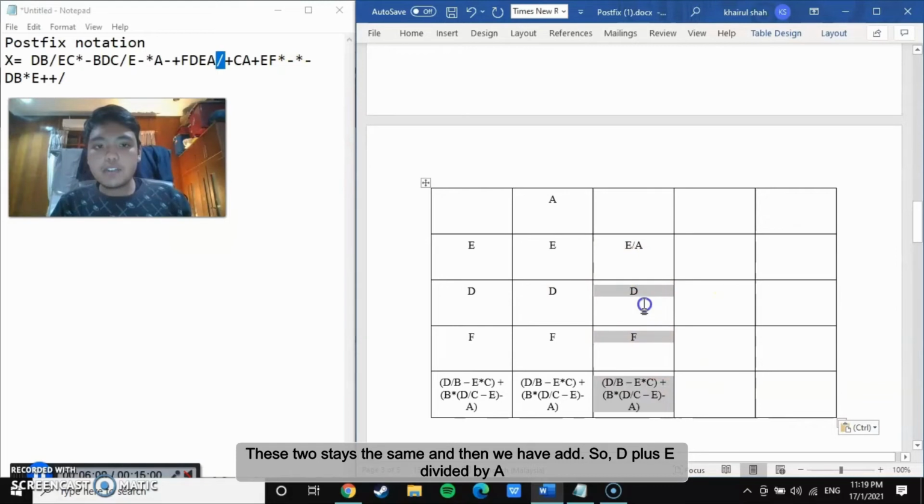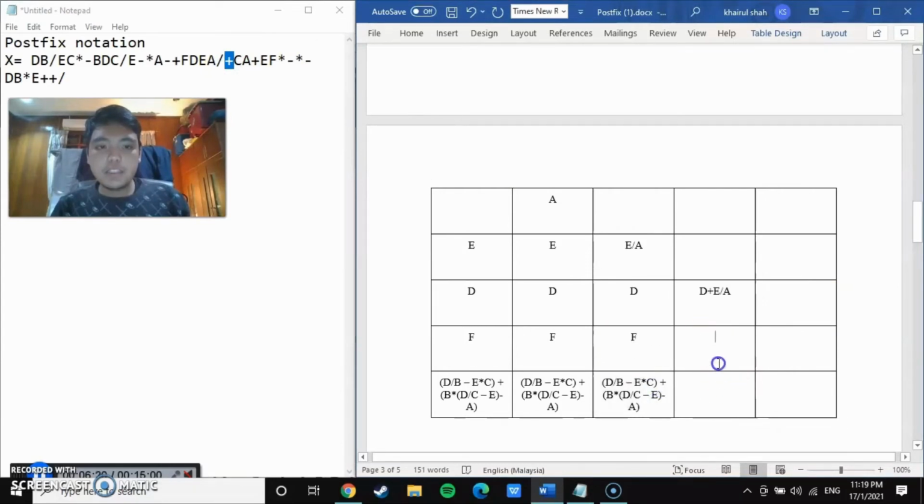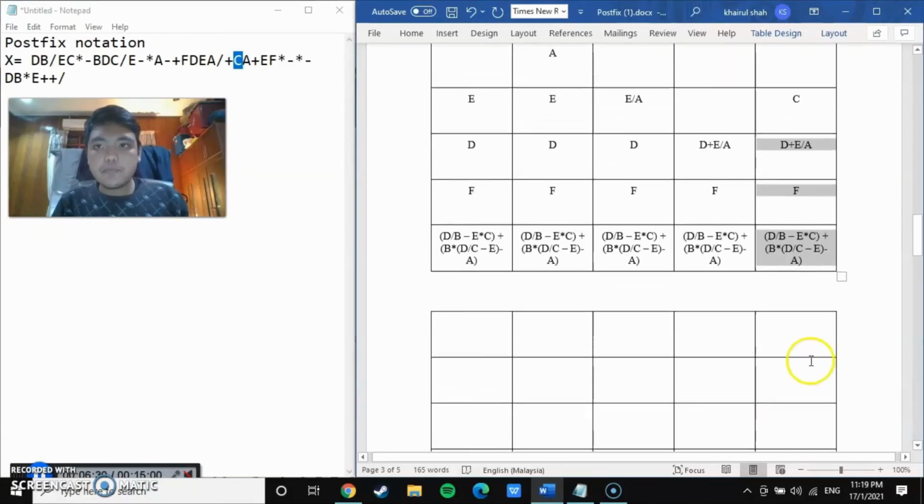And then we have add. So D plus E divided by A. D plus E divided by A here. Okay. And these stay the same. And then we have push C. So C will be on top of here. And the remaining one in the stack diagram will remain the same.